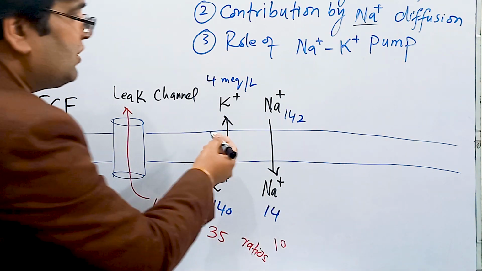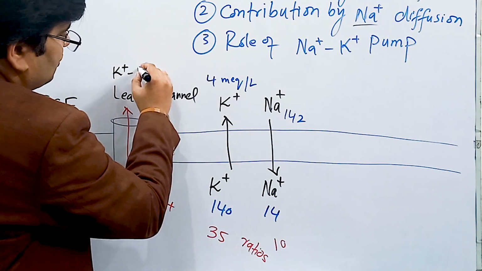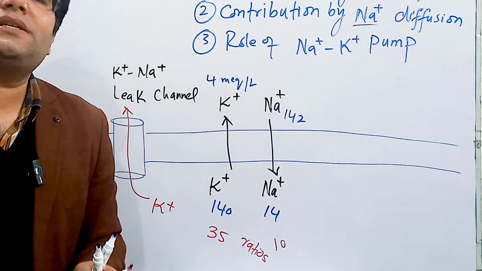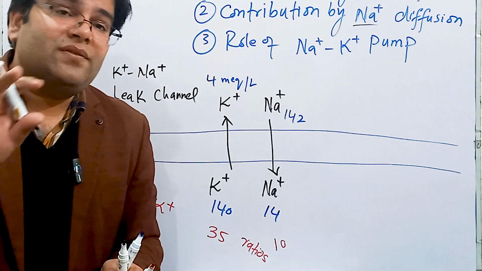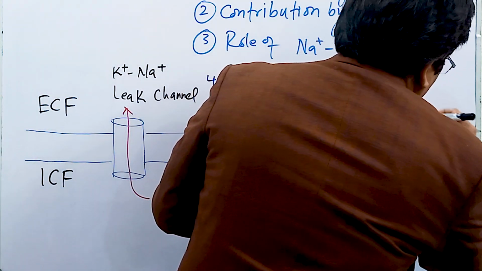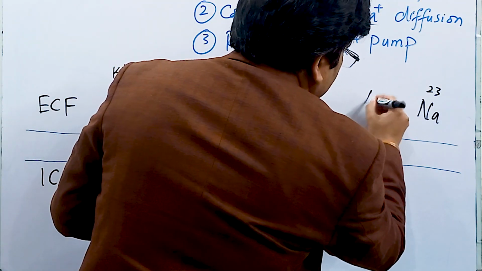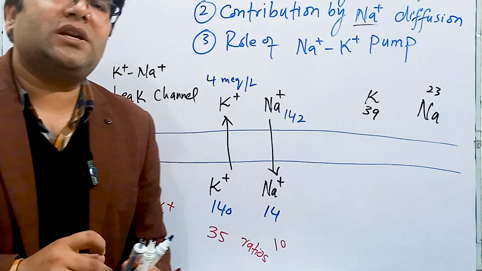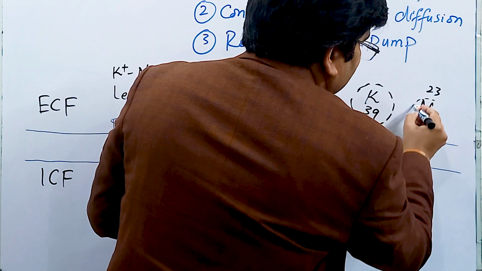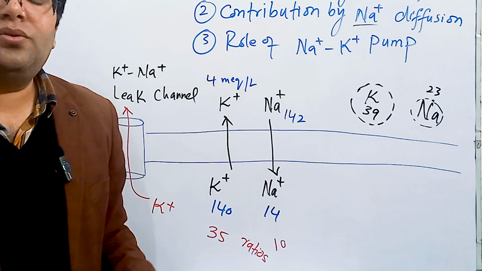Because this leak channel allows both sodium and potassium to pass through, this leak channel is also called the potassium sodium leak channel. Now another very important concept which we need to consider to understand resting membrane potential is the relative sizes of sodium and potassium. What is the atomic weight of sodium? For sodium the atomic weight is 23, and the atomic weight of potassium is 39. Absolute size of potassium is bigger as compared to sodium. So as per atomic weight, sodium is smaller as compared to potassium.